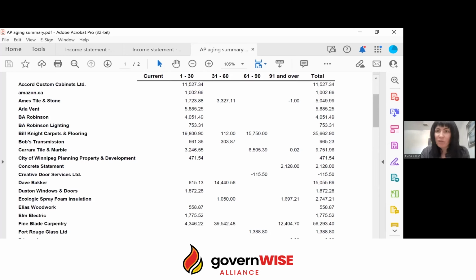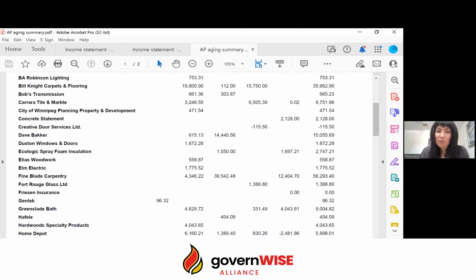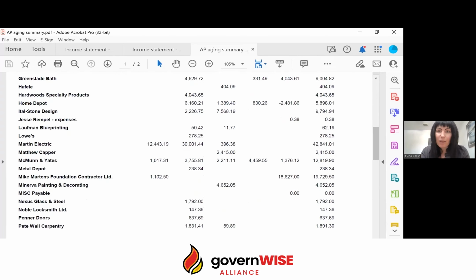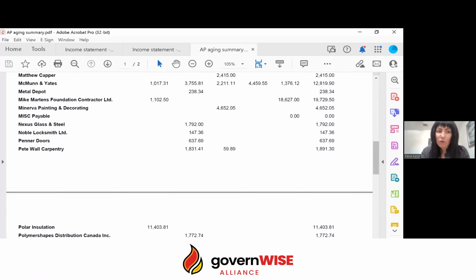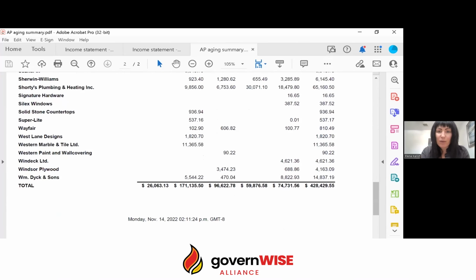Is there a dispute with the vendor? Is it really still owed? Or maybe we recorded the payment elsewhere without applying it to payables, and then it needs to be cleaned up here from the accounts payable listing, okay?